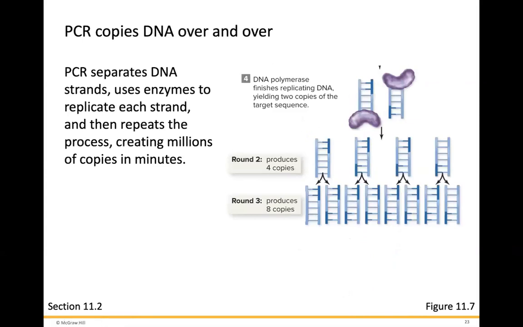PCR will then separate the DNA strands, use the enzymes to replicate each strand, and then repeats this process, creating millions and millions of copies. So if you go through a second round of PCR, you'll produce 4 copies now. Third round, 8 copies. Fourth round, 16. Fifth round, 32, so on and so forth.